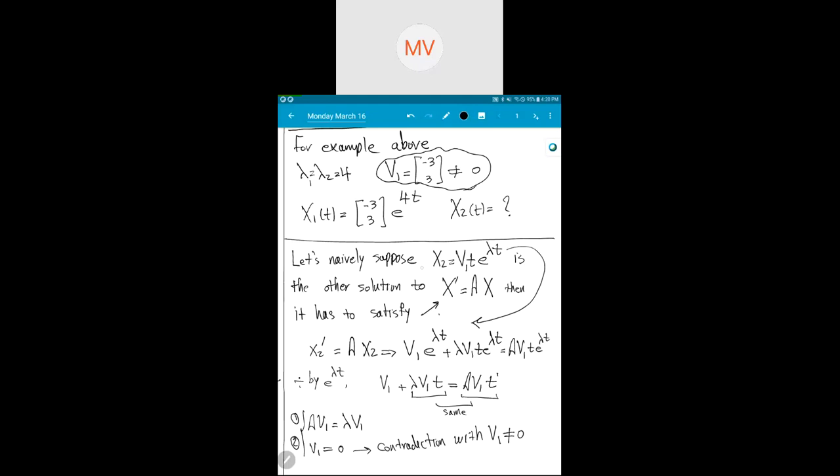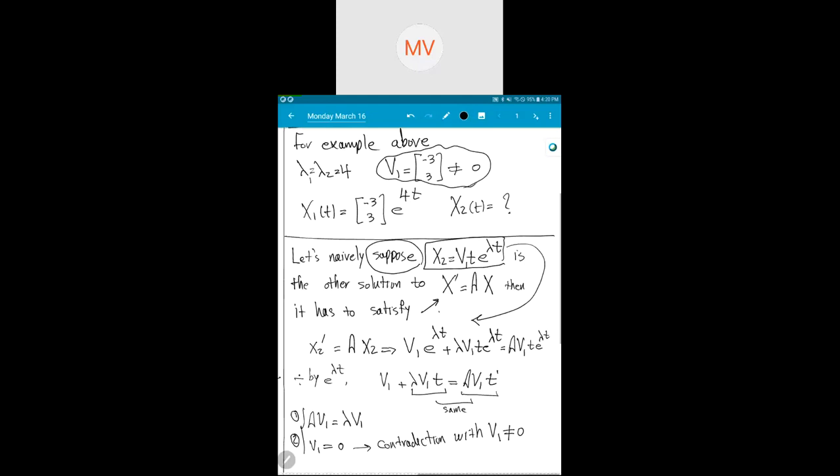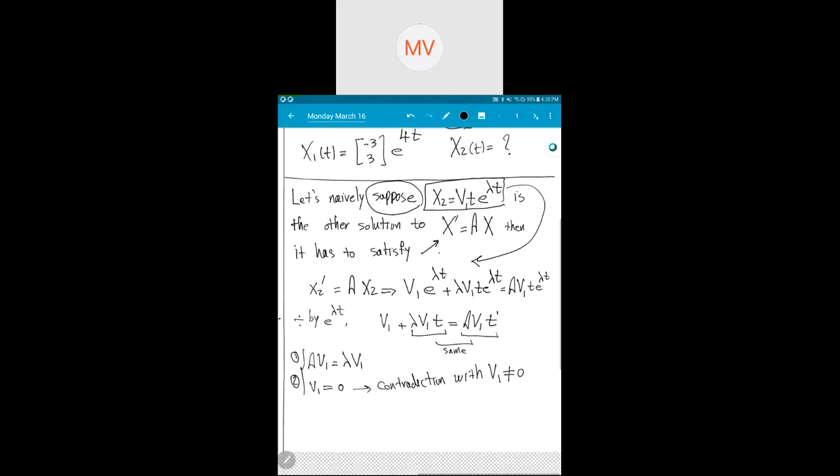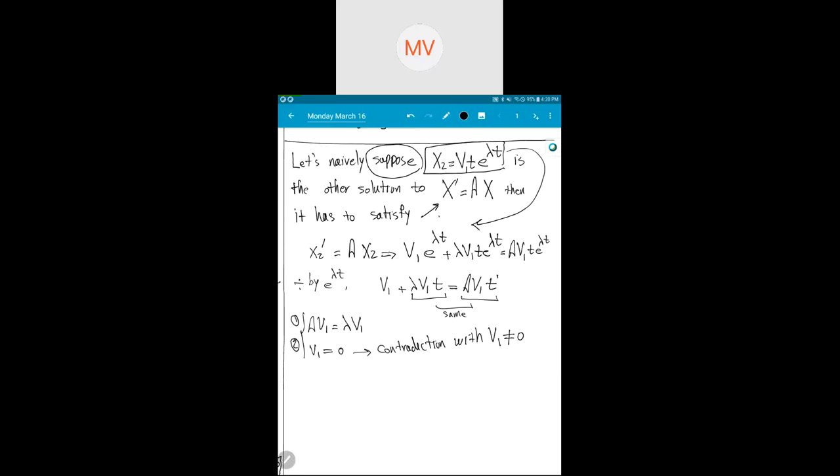Where did we make that assumption? Right here. So let's naively suppose that this is true. That means this form cannot be the second solution. We have to come up with something different. Okay, we can't just multiply by t. All right, so let's go with another form.